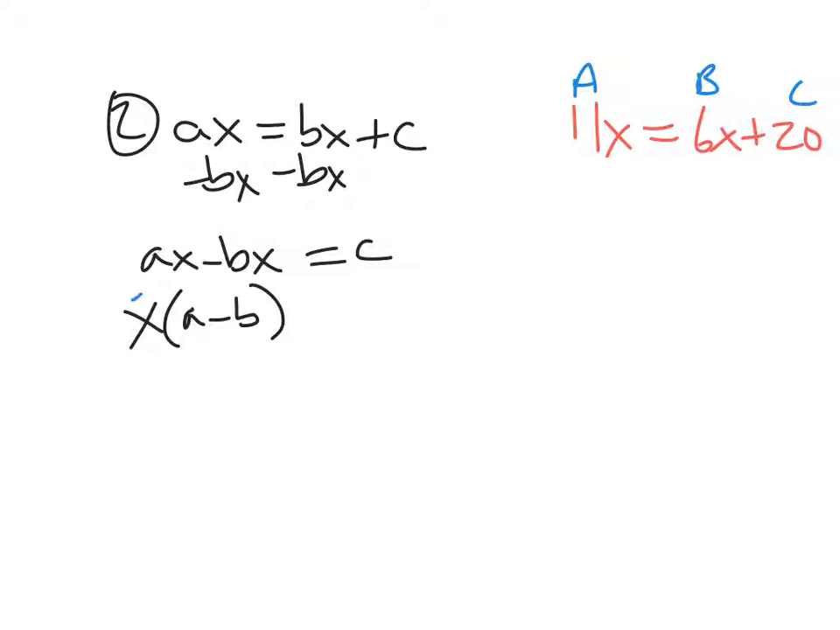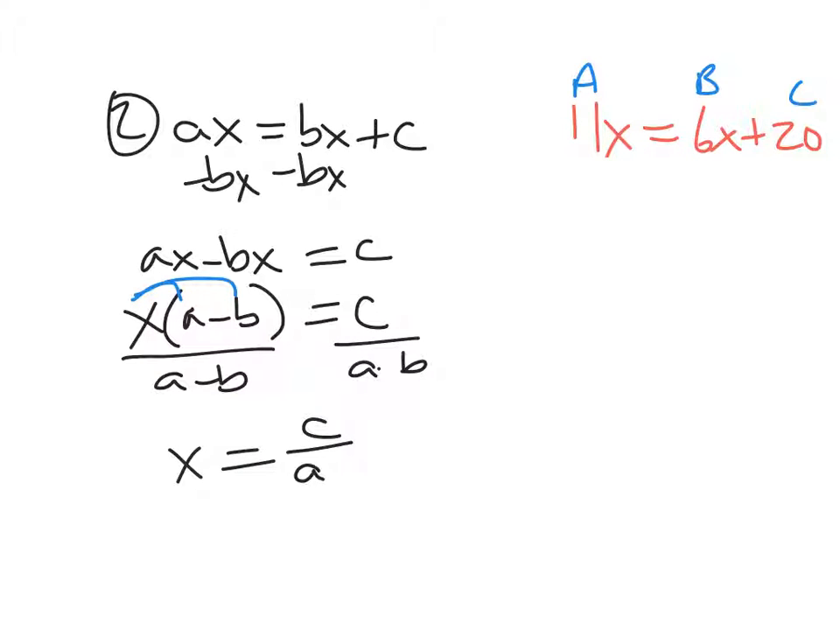Because remember, if I were to distribute this, I'd have a times x and b times x. So if I pull it out, I call it reverse distribute. I don't know if that's actually a thing, but it's what you're doing. You're taking the distribute, and you take it back out. And then equals c. So then this becomes easy because you just divide a minus b away. So you get x equals c over a minus b. Does that make sense?